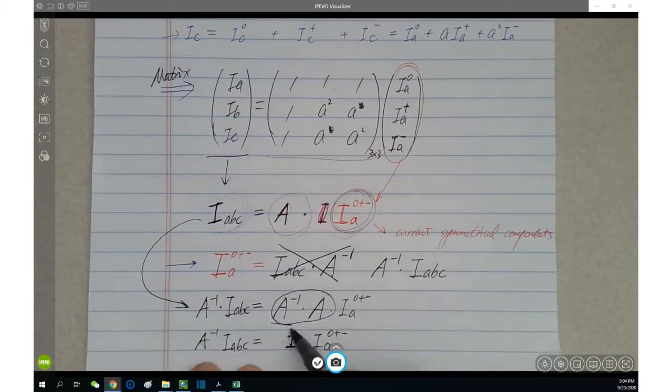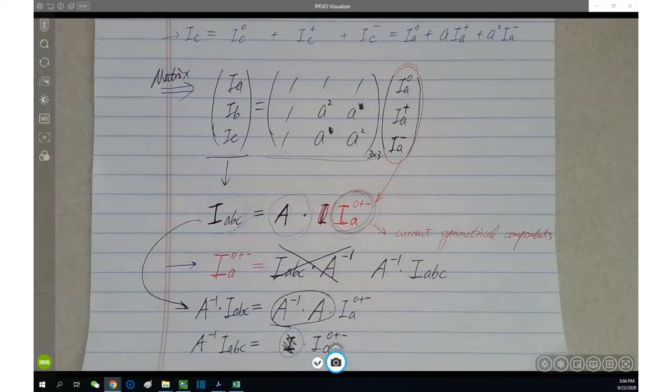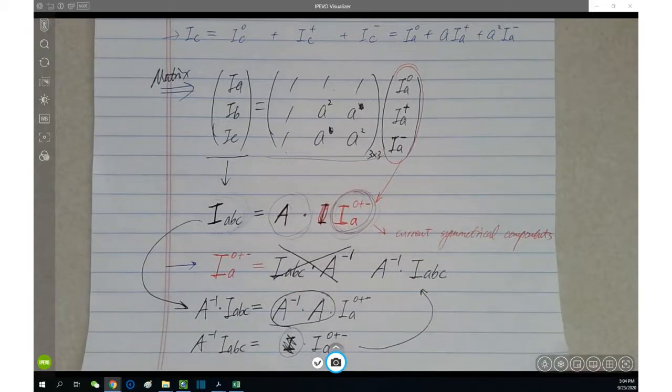The identity matrix is like the constant 1 in algebra. That's why we come up with this. It's actually algebra. You're not doing division. You're doing multiplication, so that you can get an identity matrix.